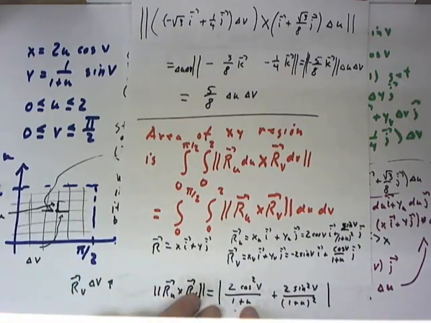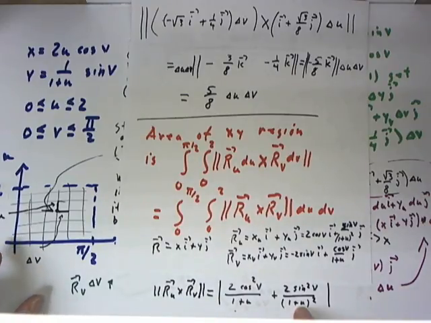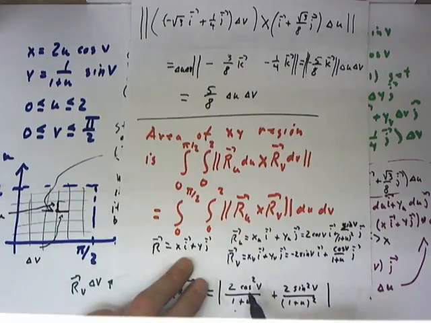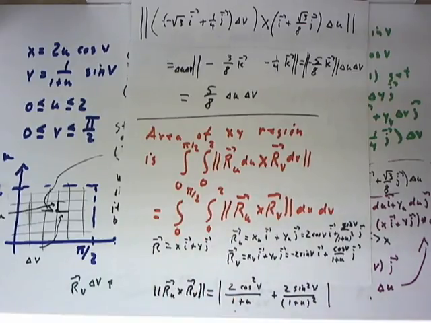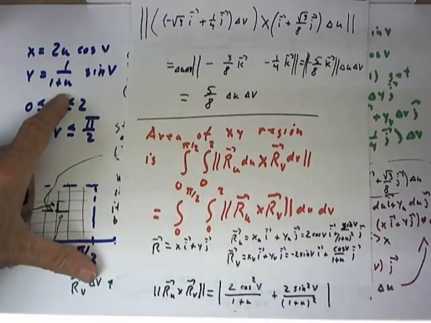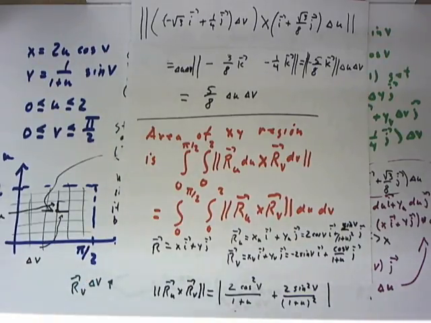Since u is positive and v runs from 0 to pi over 2, making the cosine and the sine both positive, not that it matters because they're both squared. Both of these terms are going to be positive, so we can drop the absolute value sign, at least on this interval. Now if we went into negative values of u, that could change.